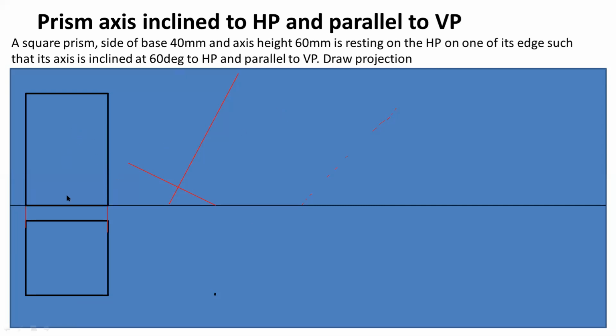Now complete this front view as it is, just inclined. Draw this base edge and then complete the remaining rectangle. The front view in the second stage and the front view in the first stage both have the same dimensions, only their orientation is different. In the first stage the axis is perpendicular, and in the second stage we incline that axis by an angle of 60 degrees.